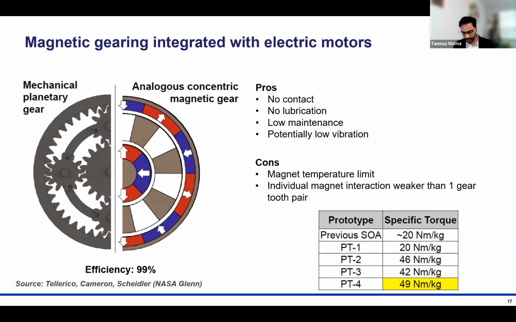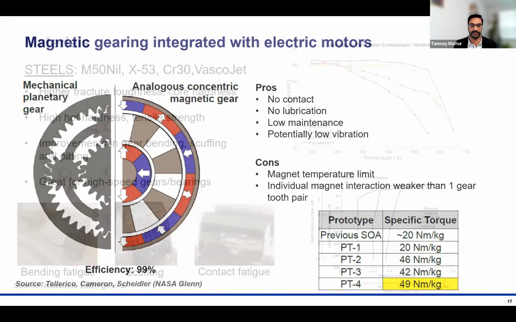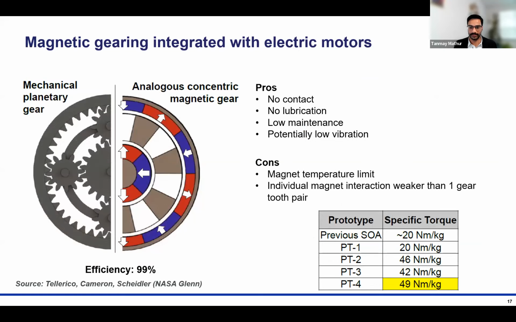But at the same time, the temperature limits for these magnets pose a limitation on how high you can go in the power and speed. Also, the individual magnet interaction is weaker than actual contact. So, the team at NASA Glenn has come a long way in developing the prototypes and increasing the power density. But it's a long way to go from here. It's a great candidate for integration with the electric motors.